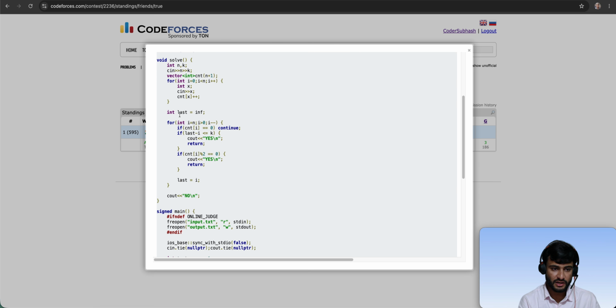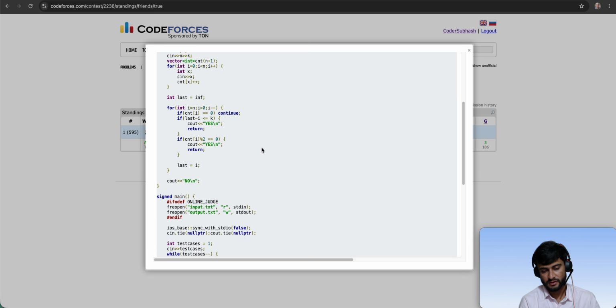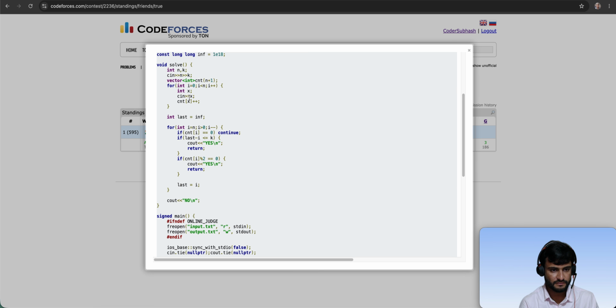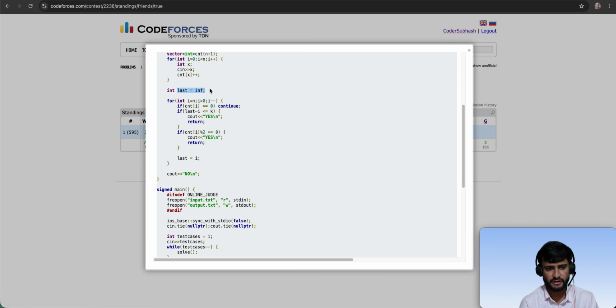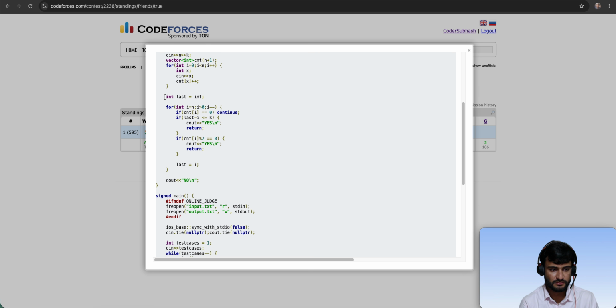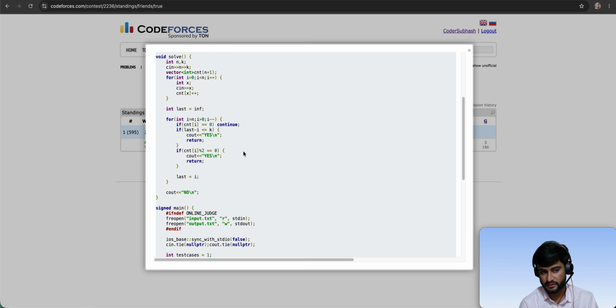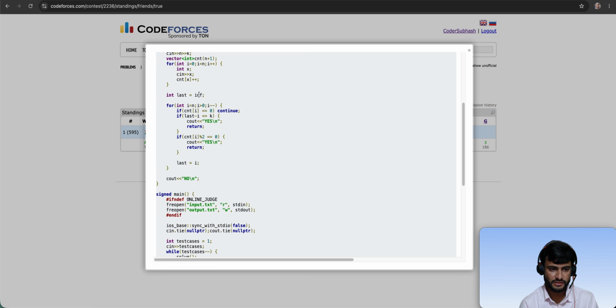After calculating the count, we will iterate from the end. Let's say initially the last picked value is infinity. We have taken this variable as infinity because we want to make sure that we will pick any new value, because infinity minus some value will definitely be greater than k. So we assign the last value as infinity. We will iterate from n down to 1, and if last minus i is less than or equal to k, it means that we can pick the current value.